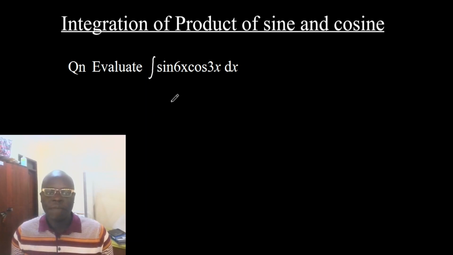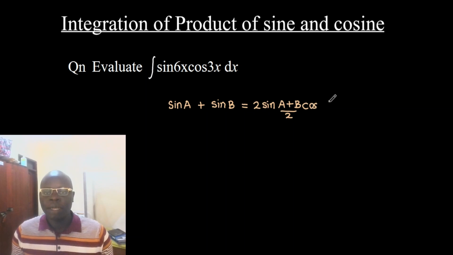We have sine of any angle A. So when we add this to another sine of any angle B, this will give us twice sine of the sum of these angles, that is A plus B, divided by 2. And then we multiply this by cosine of the difference of these angles divided by 2. So A minus B over 2.